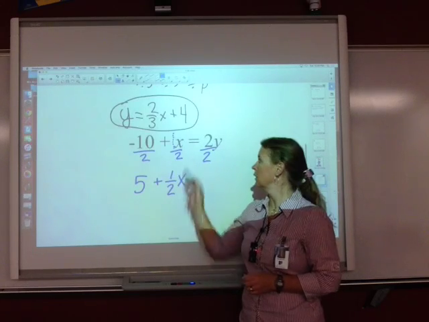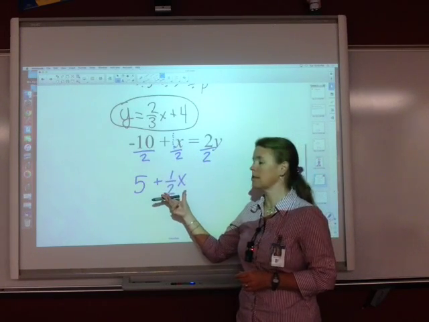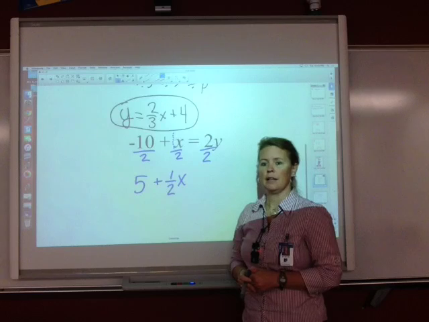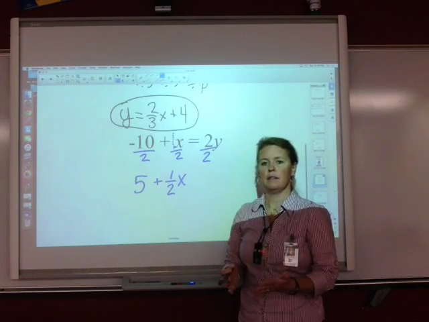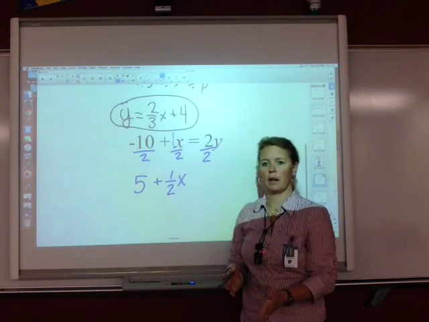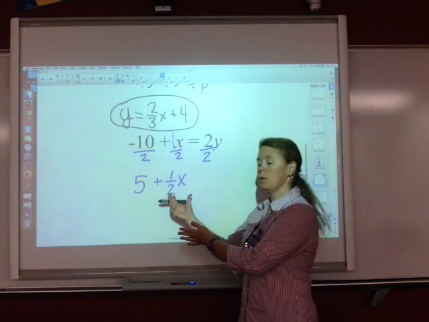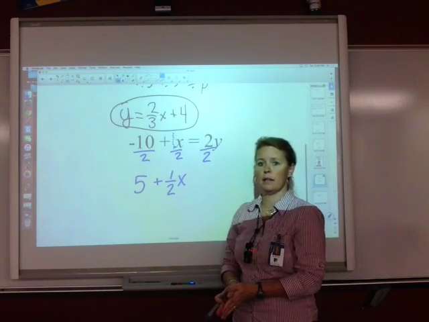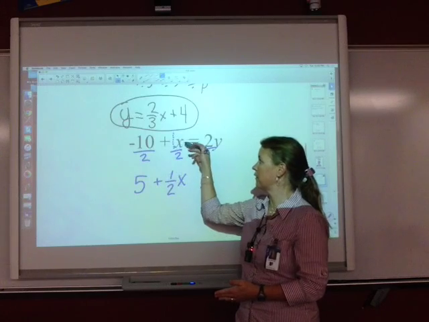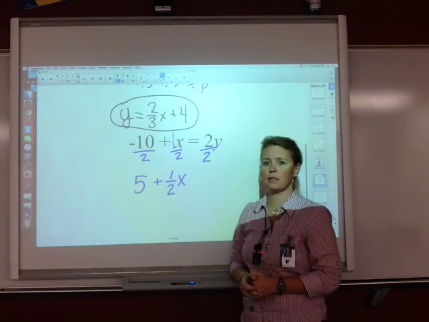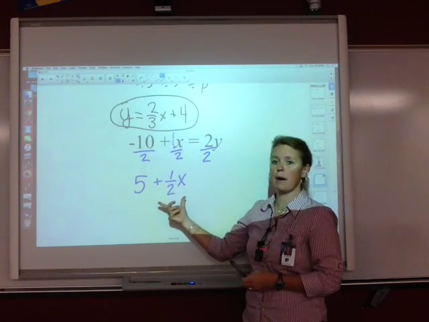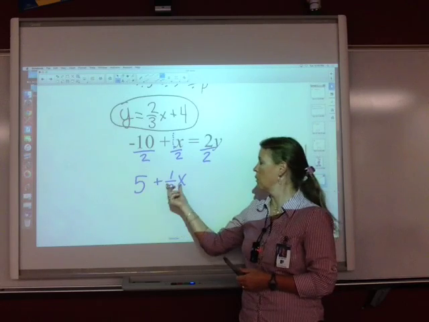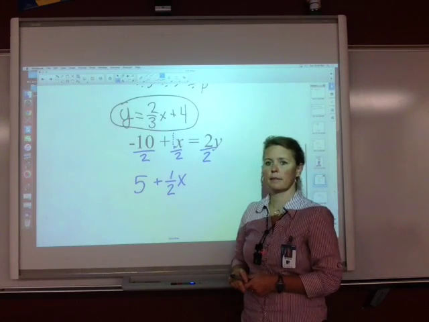X over 2, take anything divided by 2, it's the same as cutting it in half. If I give you a pizza and I say, divide this by 2, you're going to cut it right down the middle. If I give you a pizza and say, cut it in half, you're still going to divide it right in the middle. Those are equivalent. Dividing by 2 and multiplying by half, same thing. This is more proper in function form. You want that fraction in front of the x.